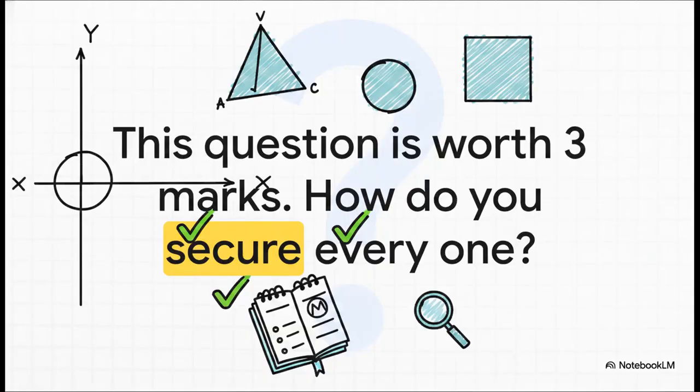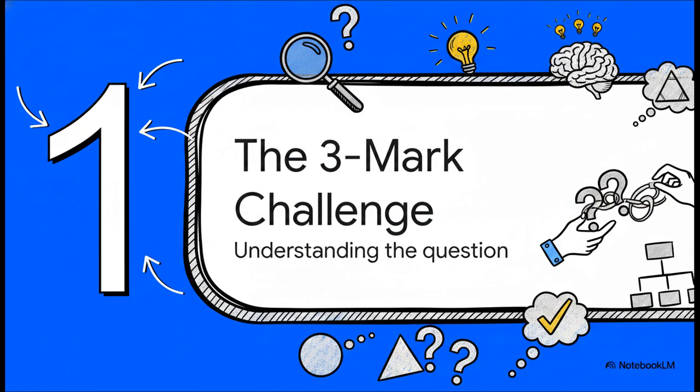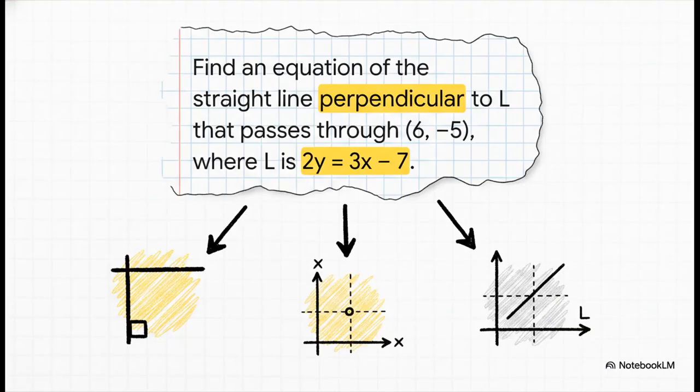So here's the mission. We've got this classic coordinate geometry question worth a solid 3 marks. But our goal isn't just to find the answer. It's to figure out precisely how an examiner awards those 3 marks so we don't leave any on the table. Right, let's dive in. First up, we need to be crystal clear on what the question is actually asking us to do.